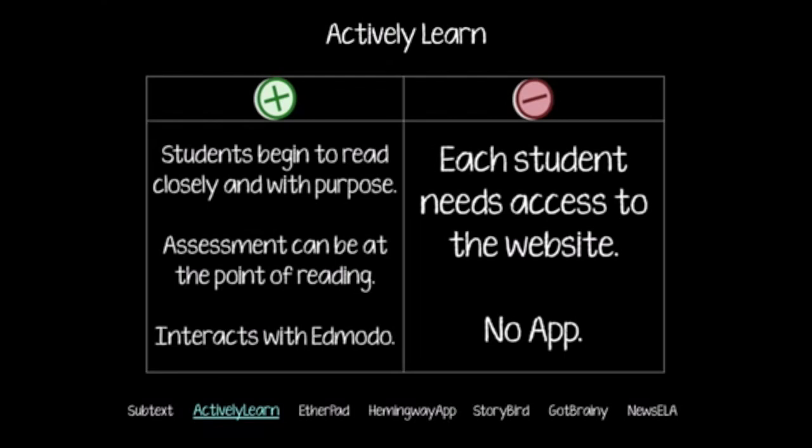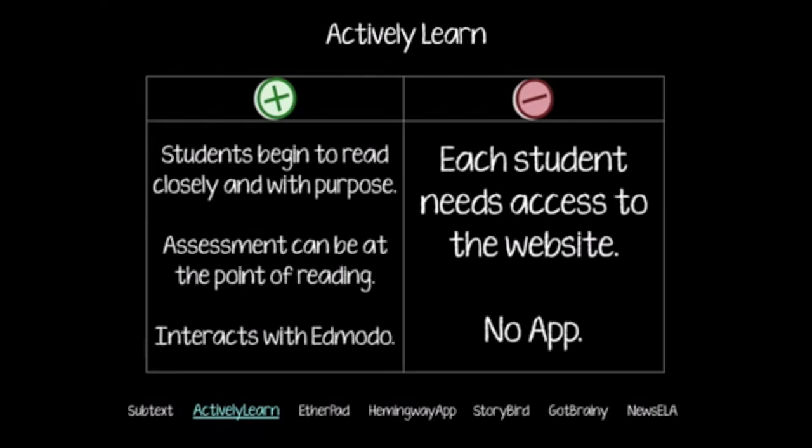Actively Learn is just online though. In the other column, there is no app. So if they had an iPad or a tablet, they could go to the internet, Safari or Google Chrome, and then go to the website, but there's not an embedded app.